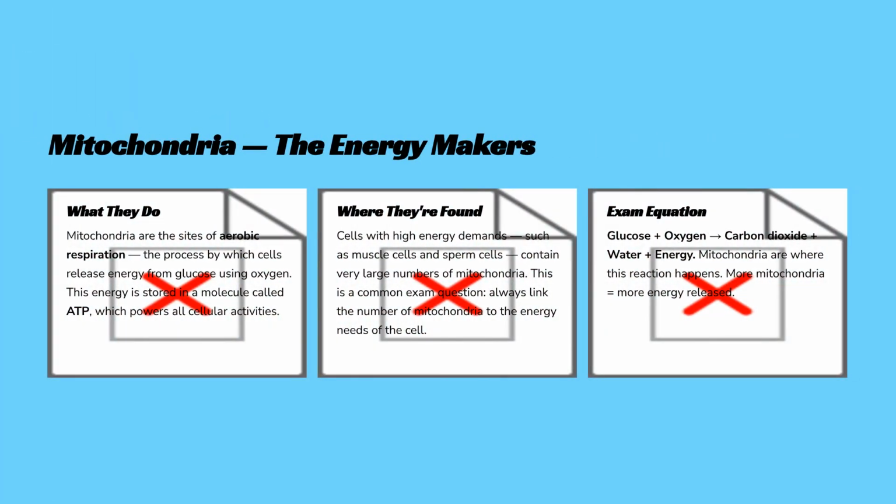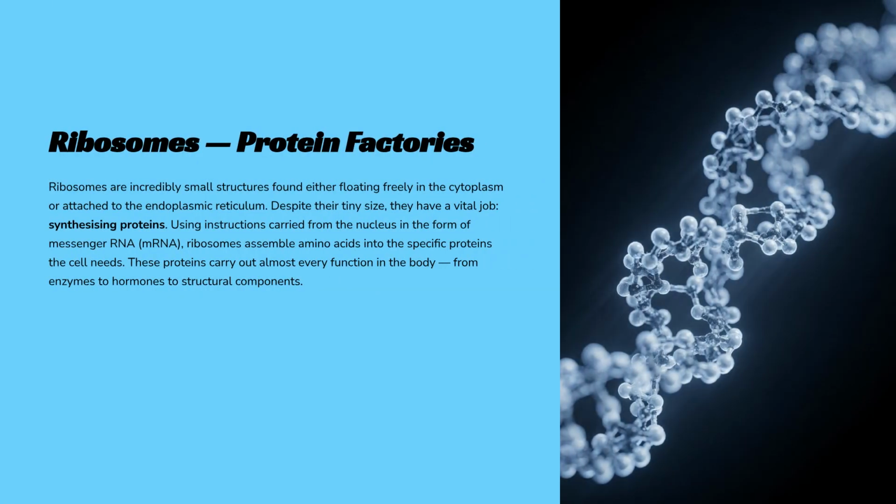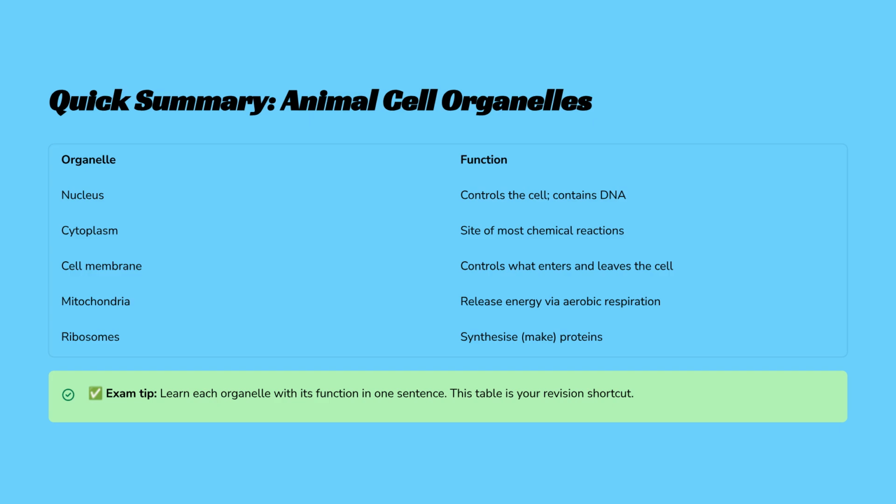Mitochondria are the energy makers, the sites of aerobic respiration, releasing energy from glucose. Cells with high energy demands have more mitochondria. Ribosomes are protein factories, synthesizing proteins using instructions from the nucleus. All cells, animal and plant, contain these essential structures. This table provides a quick summary of the animal cell organelles and their functions. Learning each function in one sentence is a helpful exam revision shortcut.